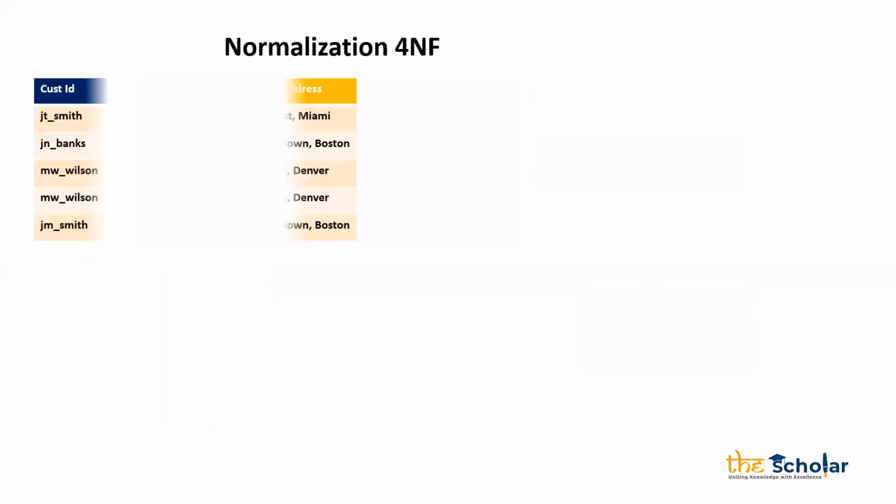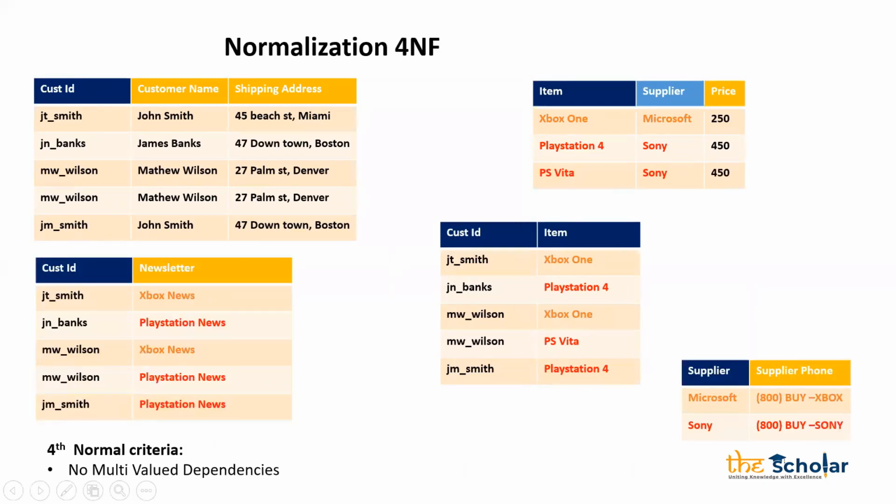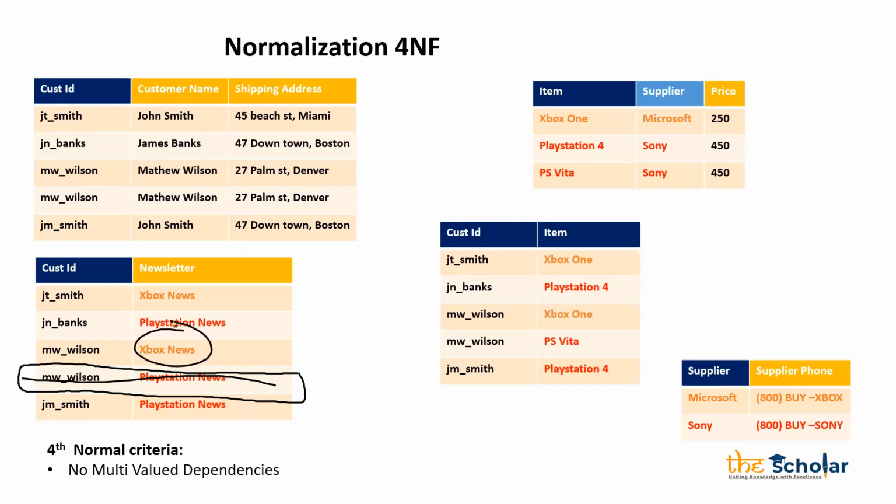Now, if Wilson says that I don't want the PlayStation newsletter, then what will I do? I will just go ahead and delete this record, right? I'll just delete this record. No updation required anywhere. I deleted this record. Now this Wilson guy will get only Xbox news. He will not get PlayStation news. So you can see how easily my tables become very simple for me to handle. So the more we normalize, the easier it is for us to maintain the table.